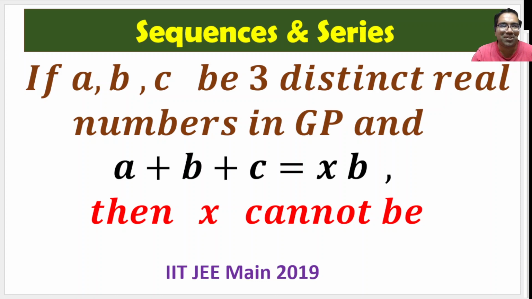Hi friends, in this problem we have a, b, c, three distinct real numbers in geometric progression such that the sum of these three is equal to x times b. b is one of these numbers only. Then what is this x? What is the range of this x? Where can this x lie?